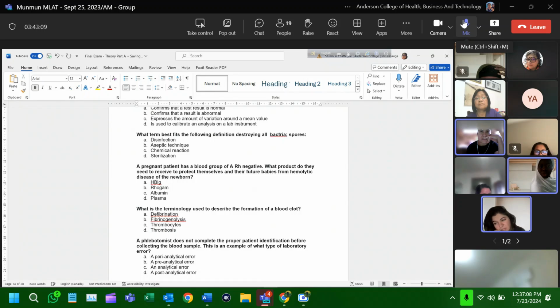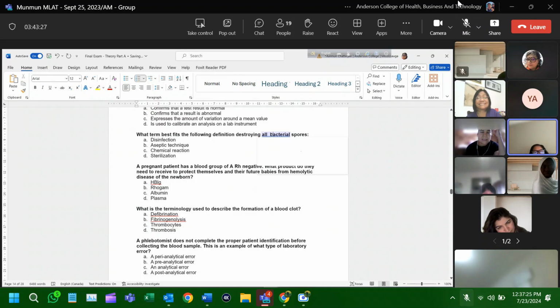This is E. This is B, aseptic technique. Oh, that's bacteria sterilization. Sterilization, E. Destroying all bacteria, I knew it was spores. That would be sterilization, because it includes the spores. No, D. It kills all.